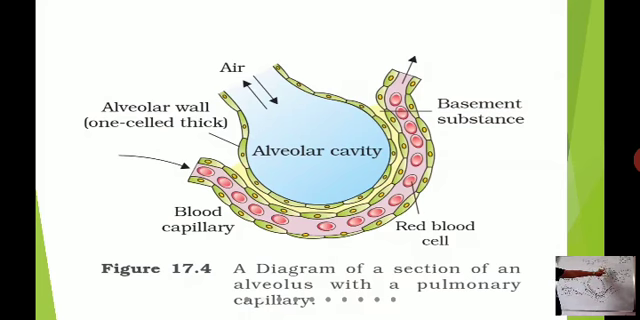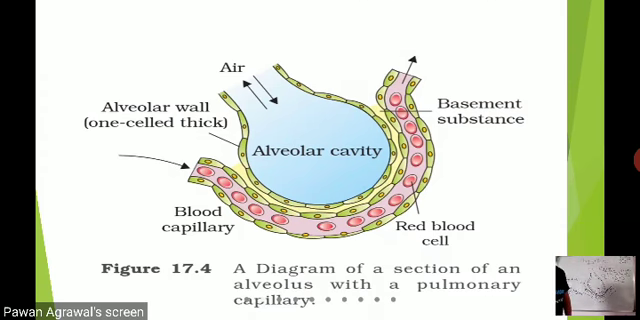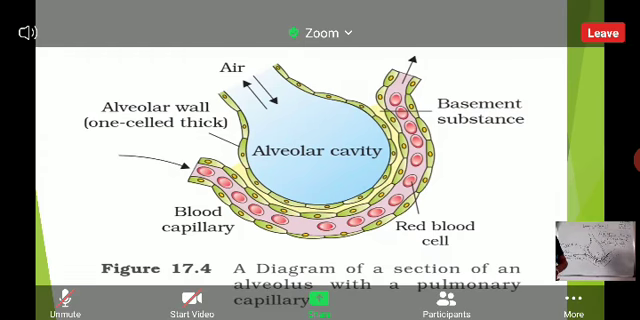One is the squamous epithelial cells of the alveoli. They have given the basement membrane; this basement membrane together is considered one. And the endothelium means the squamous cells of the blood capillaries. So this is the representation given in NCERT. Getting this point? Any confusion?